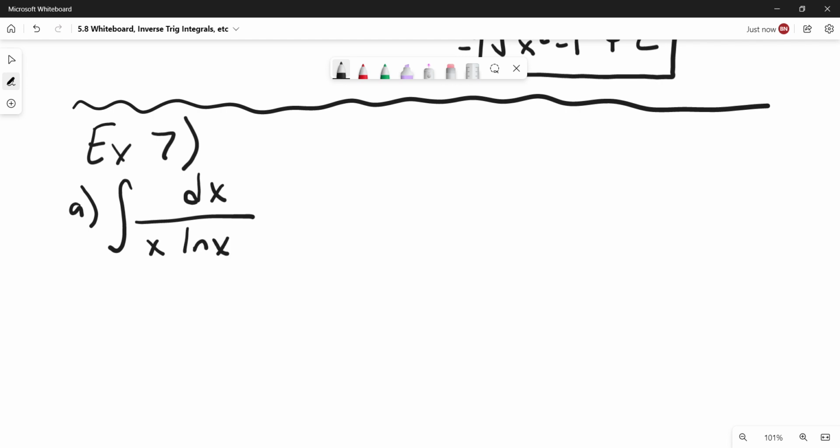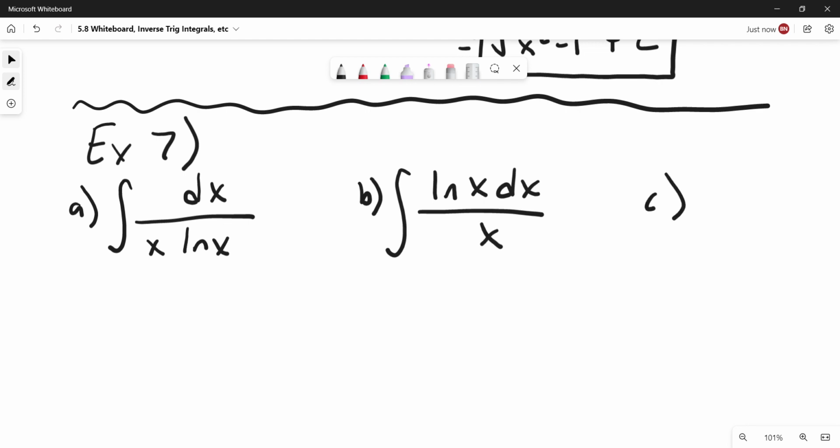because the derivative of ln x is 1 over x, and so you have x's in the denominator, and you're confused at which one do you make the u. The integral is ln x dx over x, and part c is just ln x dx.